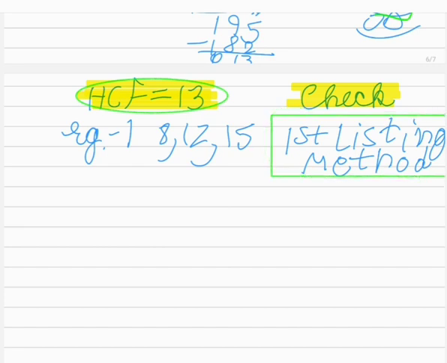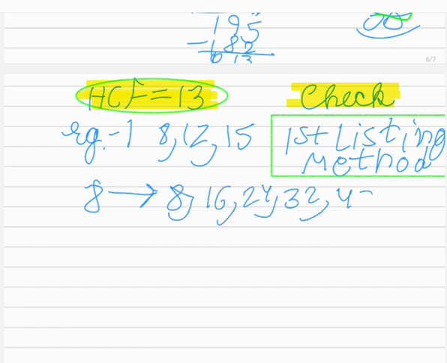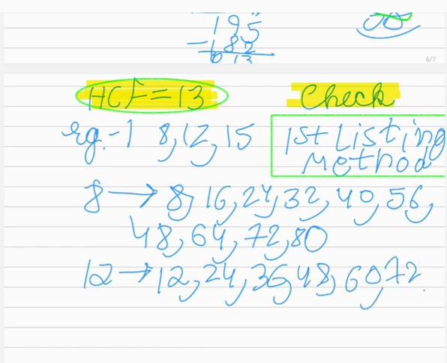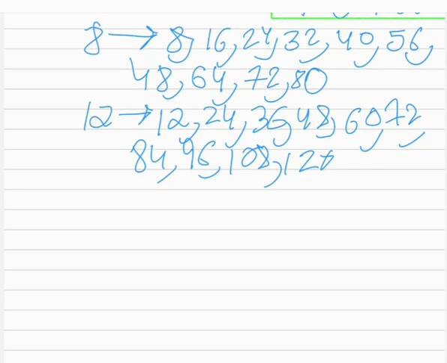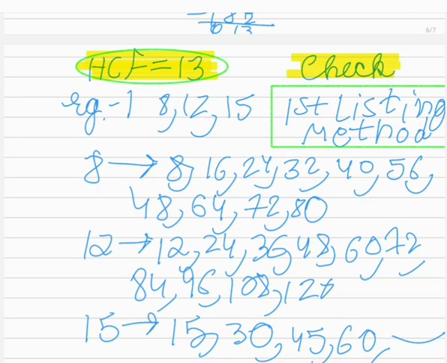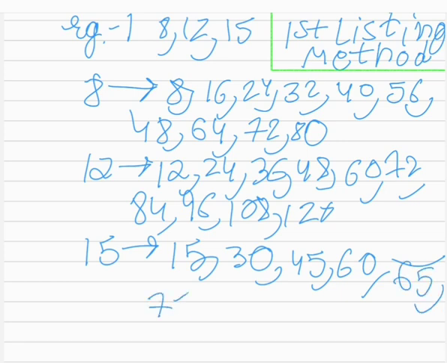So see what we have to do. First, write the multiples of 8: 8, 16, 24, 32, 40, 48, 56, 64, 72 and 80. Then 12: 12, 24, 36, 48, 60, 72, sorry, 84 it will be, 96, 108, 120. And the last, 15: 15, 30, 45, 60, 75 and so on.